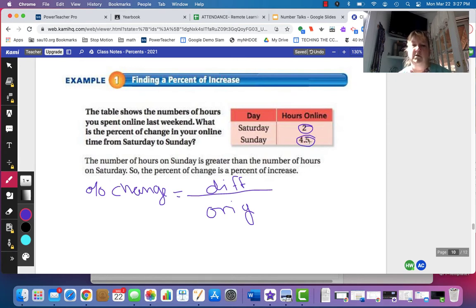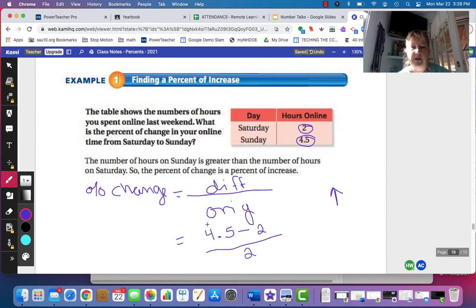So first of all, we know that the percent of change is an increase because you start at 2 and you go to 4. So we know that this is an increase. Then we take the difference between the two numbers. So we take 4 and 5/10 and we subtract 2 from it. And then we divide by the original. And the original is where we started. The original would be 2.